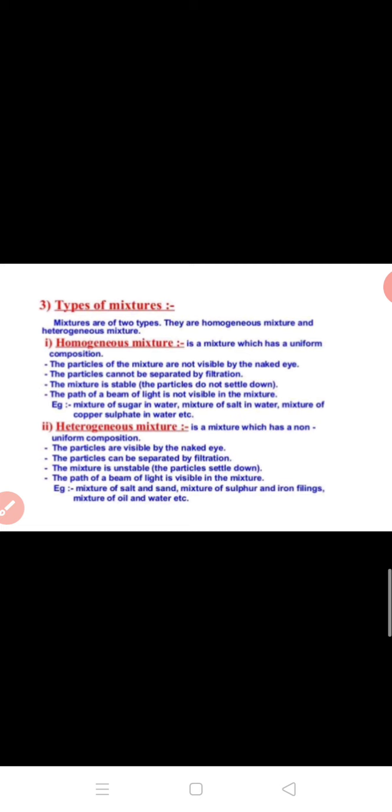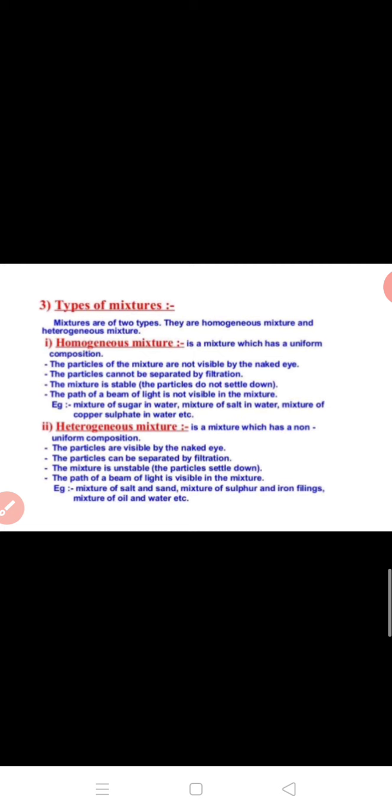Students, a homogeneous mixture is a mixture which has a uniform composition. The particles of the mixture are not visible by the naked eye, as you have seen in the experiment which we did in our previous class. The particles cannot be separated by filtration. The mixture is stable, that is, the particles do not settle down, and the path of the beam of light is not visible in the mixture. For example, a mixture of sugar in water, salt in water, copper sulfate in water, etc.